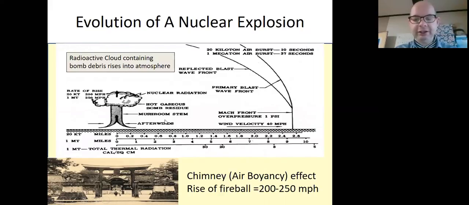And then you also have the rise of the fireball. So if the explosion is not on the ground here, but is actually higher up in the air, which produces a higher effect, which I'm going to be talking about, then that ball rises very fast to the top at something like 200, 250 miles per hour, just like a hot air balloon.